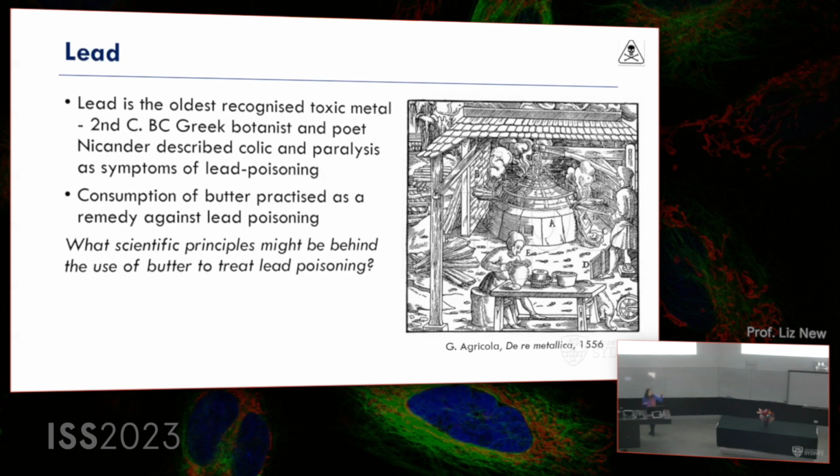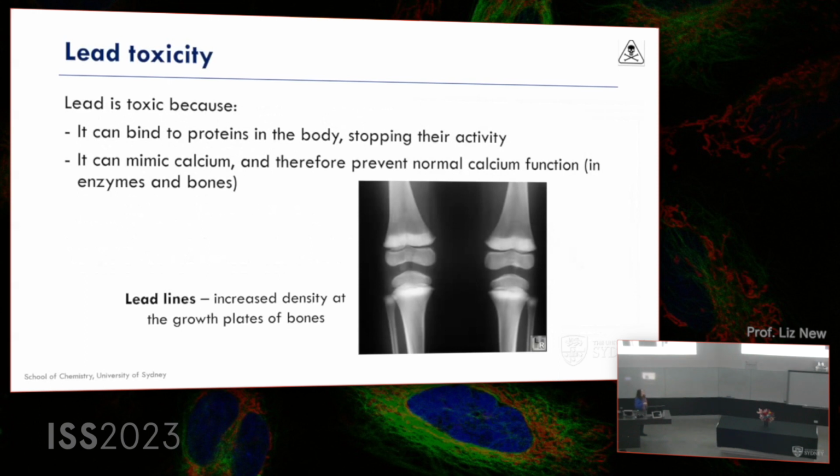So I thought that was interesting, that they obviously had no idea of any of the science behind this, and yet they still had worked out that butter could somewhat help treat lead poisoning. Obviously, it's not a treatment today. So one of the reasons that lead is toxic is because it can bind to proteins in the body and stop them from acting. And in fact, what it mainly binds to is the sulfur atoms in proteins. And sulfurs are very important in proteins because that's what holds the protein structure together. And so if lead, and this is true of all heavy metals, binds to the sulfur in proteins, it disrupts the protein function, and therefore the cell cannot behave normally.